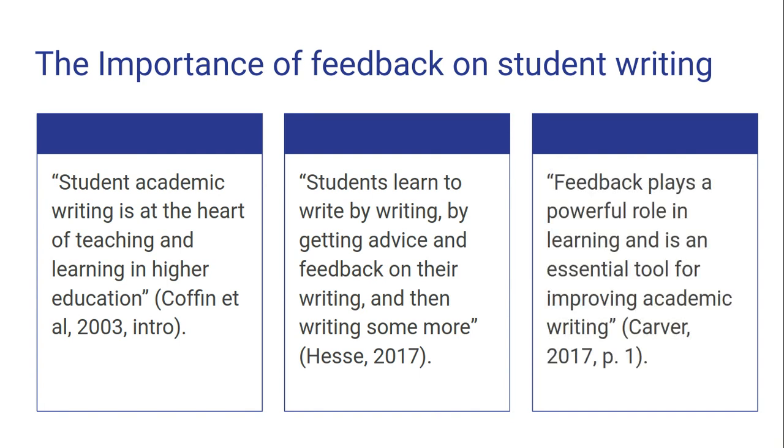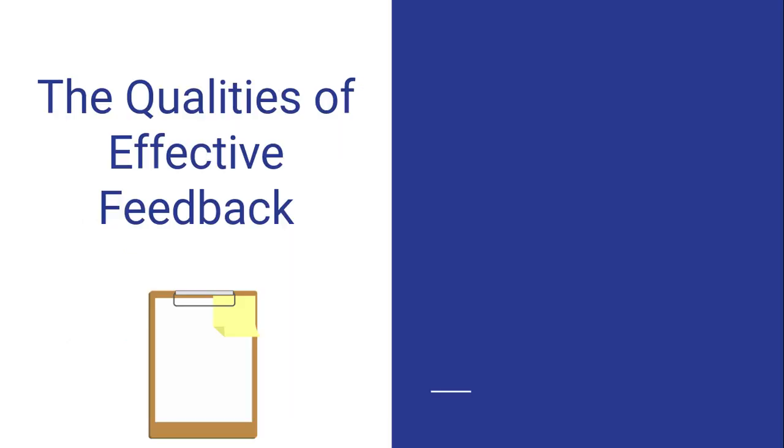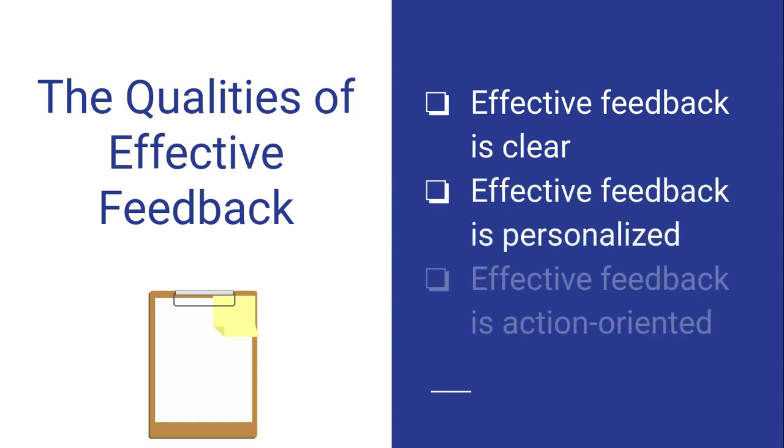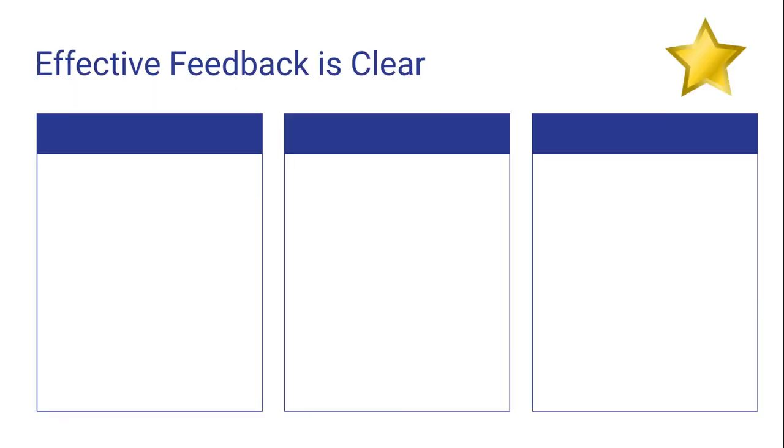Feedback plays a powerful role in learning and is an essential tool for improving academic writing. It would be difficult for a student to improve in their writing without feedback. So now we're going to get into the qualities of effective feedback, and this is where you want to start taking notes. So we're going to discuss that effective feedback needs to be clear. It should be personalized, and it should be action-oriented. So we're going to go more in depth on each of those 3 qualities.